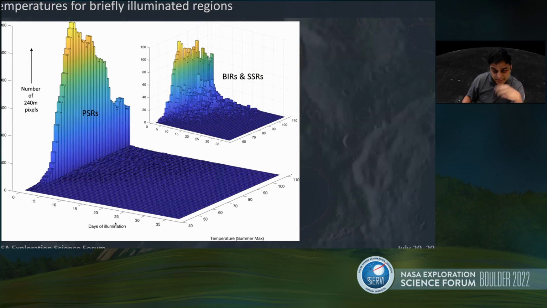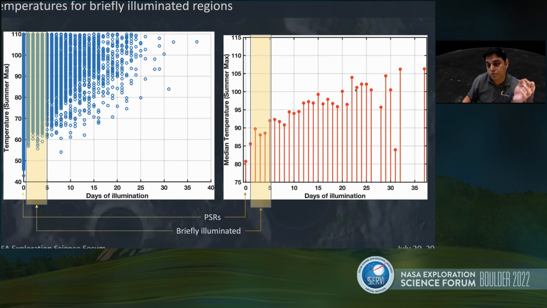And then this is another view of the same plot. As you can see, the PSRs represent the majority when we take into account the number of 240 meter pixels. But if you remove this guy, you can see all these baby things come up here, right? And you can see that there are quite a few of them. However, as you proceed towards more days, the temperature also increases. They kind of follow in this direction, right? And that's what our previous plot also showed, right?